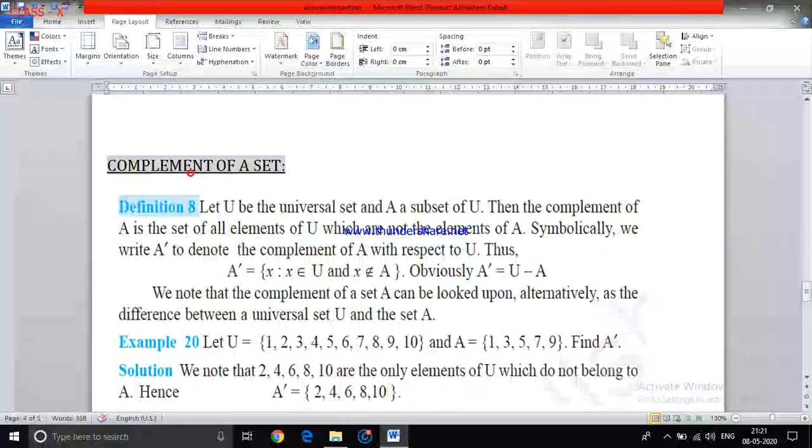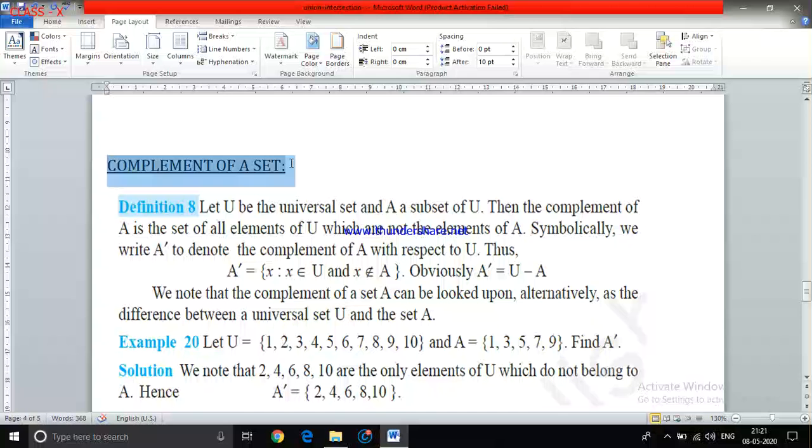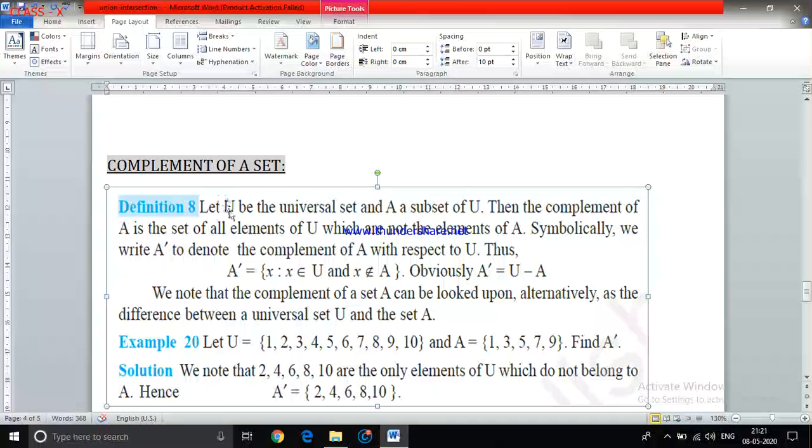Next we have the complement of a set. What is the complement of a set? Now take the definition. Let U be the universal set. This capital letter U always represents the universal set. So do not use U to represent any set which is not universal. Generally we use A, B, C, X, Y, Z, P, Q, R, but we don't use U as a symbol to represent a set unless it is a universal set.